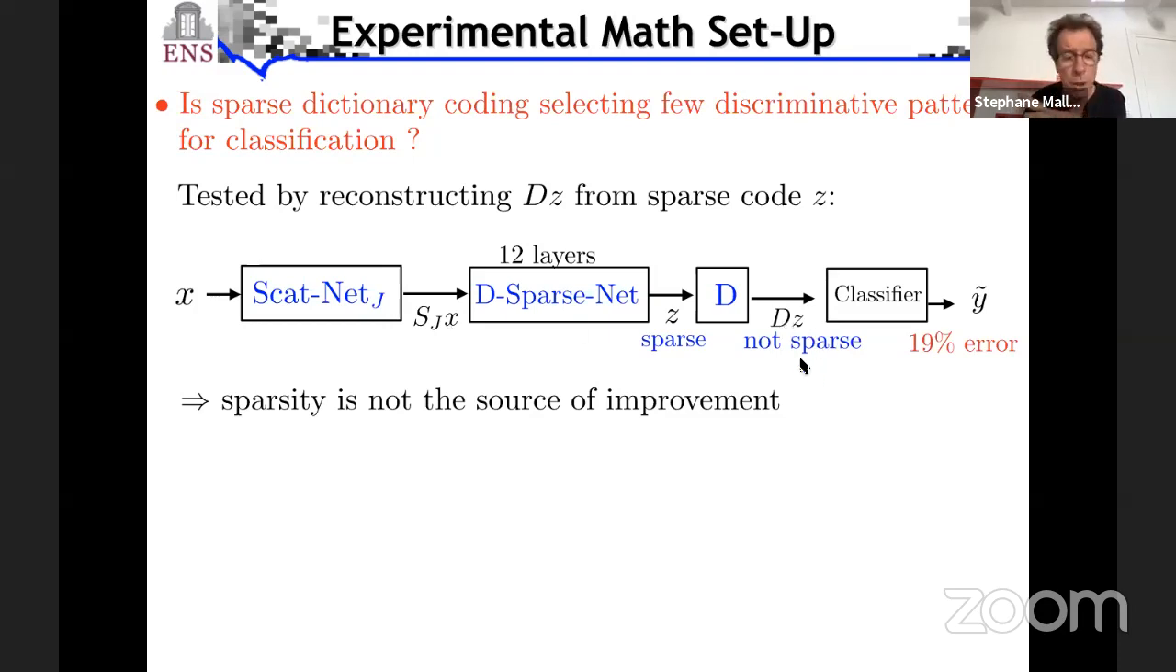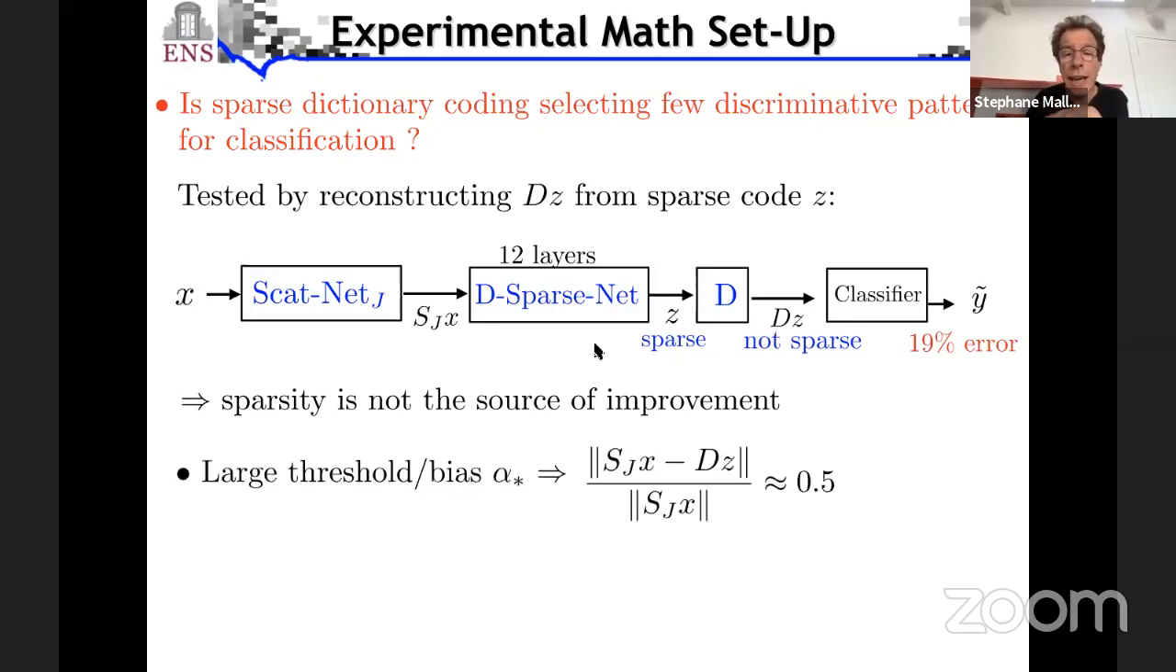This is not sparse at all. We're going to learn again the classifier together with D. If we look at the error, it's still very good. So that means we've destroyed completely sparsity, we've destroyed completely the idea of features because of the reconstruction. That shows that sparsity is not the source of improvement.